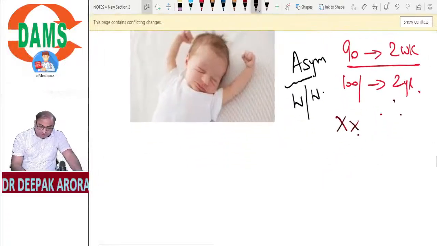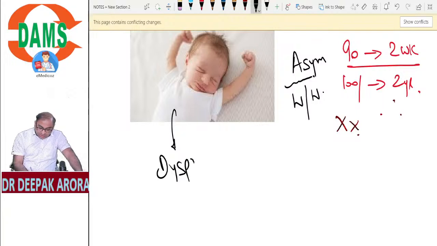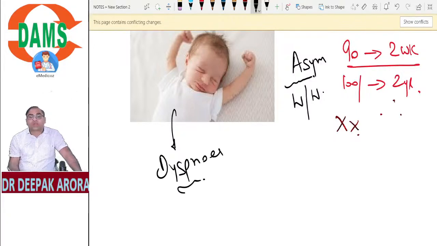Now the question is, exception always proves the rule. If the newborn is having dyspnea, what will be the treatment, sir? Common sense. Just apply the logic.